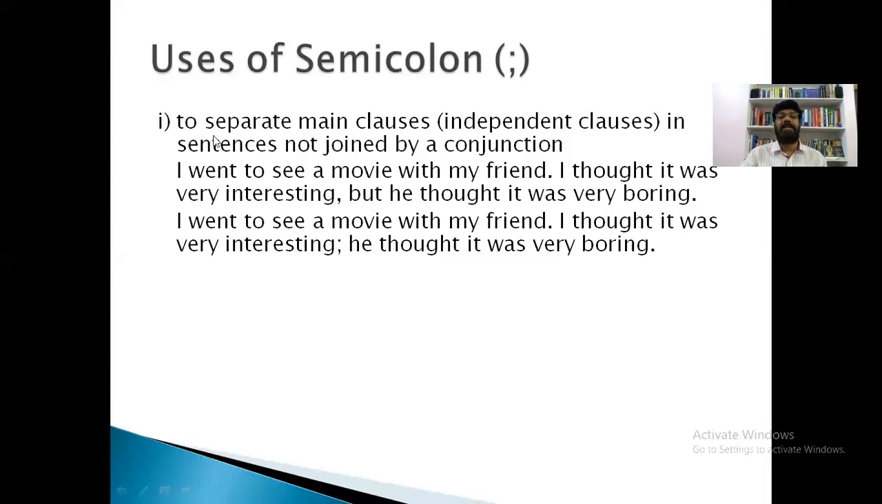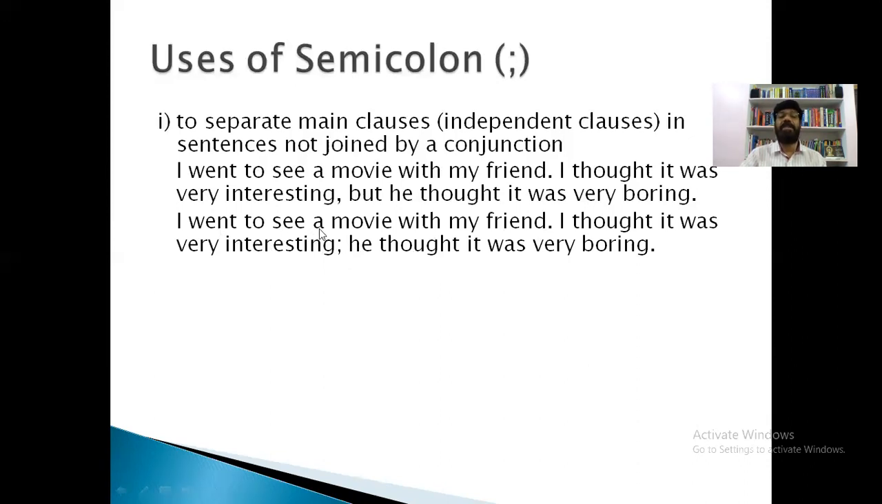So semicolon is used to separate main clauses or independent clauses in sentences not joined by a conjunction. Under this sentence, I went to see a movie with my friend. I thought it was very interesting. He thought it was very boring. So here, conjunction is not used, and such sentences can be separated with a semicolon. The sentences which are not joined by conjunction can be separated with a semicolon.